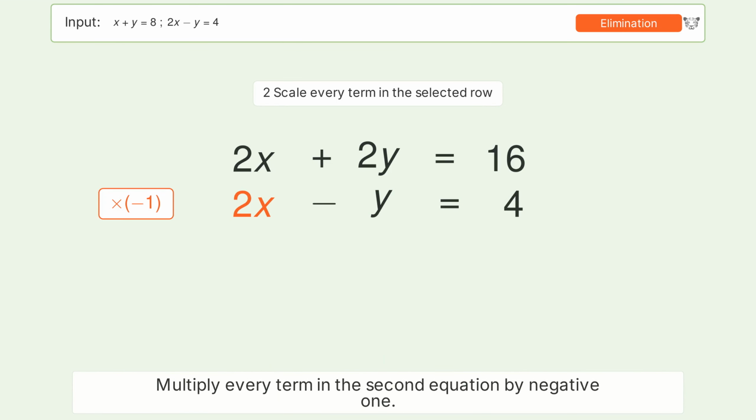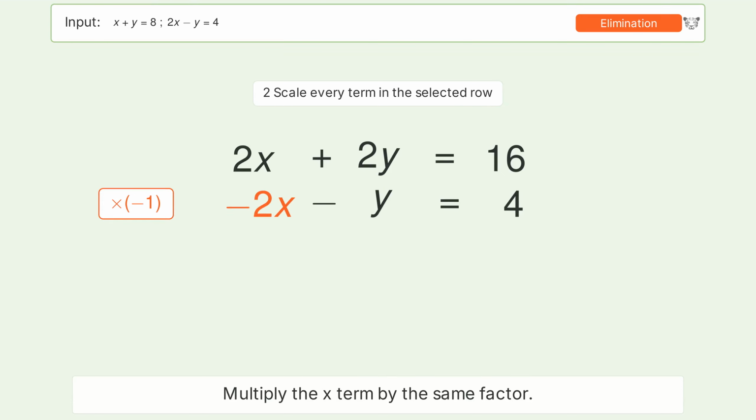Multiply every term in the second equation by negative 1. Multiply the x term by the same factor. Now multiply the y term by that factor. Finally, multiply the right side too.